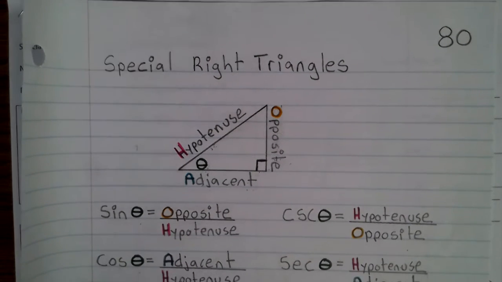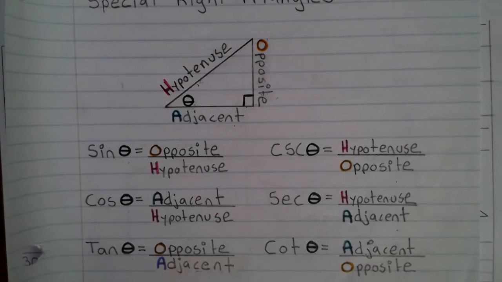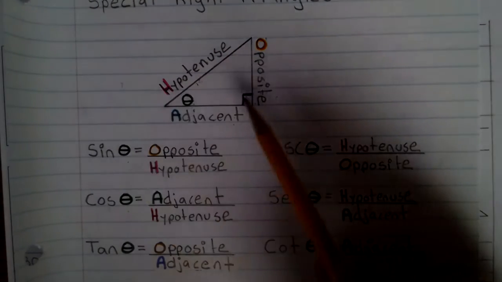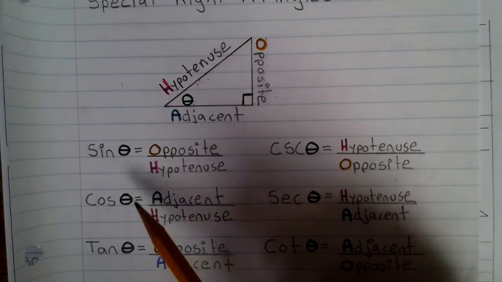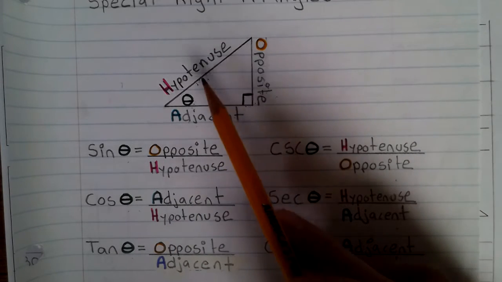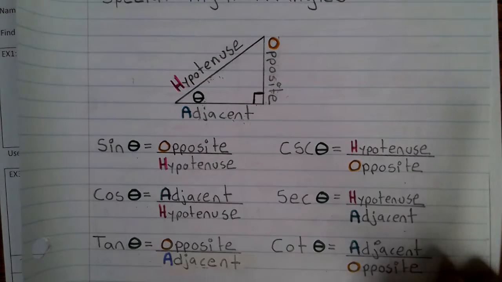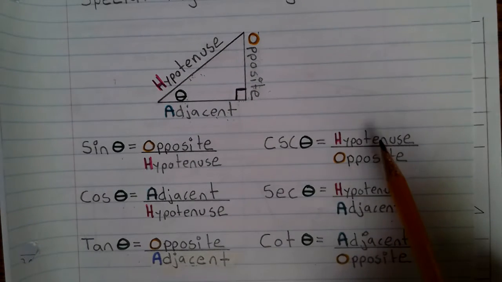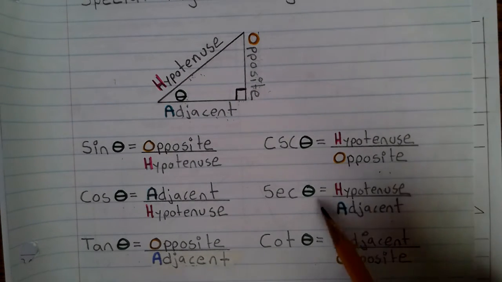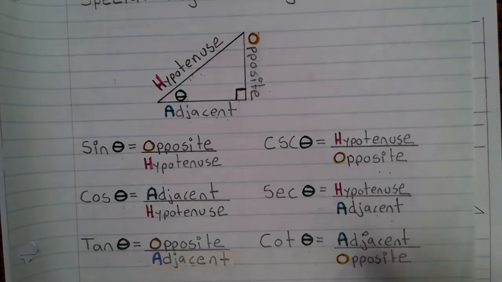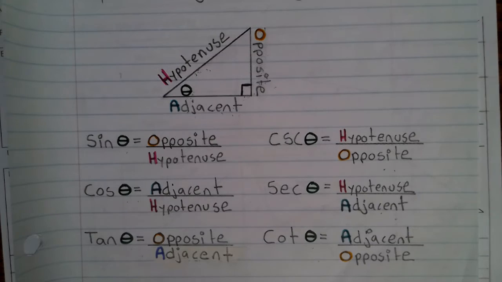Okay, Wildcats, today we're at journal page 80, special right triangles. All right, now let's look at this right triangle with respect to the trig functions. Sine of theta is opposite over hypotenuse, cosine of theta is adjacent over hypotenuse, and tangent of theta is opposite over adjacent. Now cosecant is hypotenuse over opposite, secant of theta is hypotenuse over adjacent, and cotangent of theta is adjacent over opposite. We would update that portion of the notes.